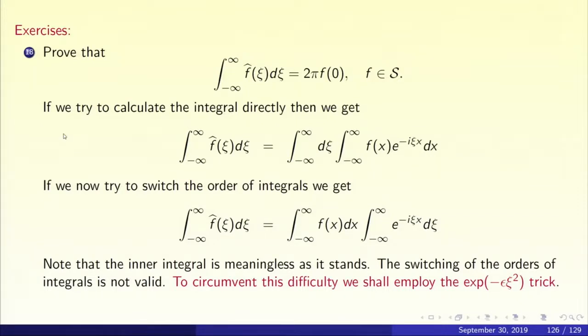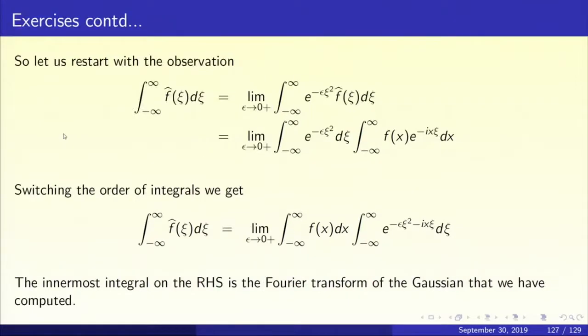Now try to switch the order of integrals. What do you get? You run into the same difficulty again. The outer integral is f of x dx and the inner integral is the integral over the real line of e to the power minus i chi x d chi, which is meaningless as it stands. So the switching of the orders of integrals is suspect. It is not valid. To circumvent this difficulty, we shall employ the e to the power minus epsilon chi squared trick. So let us start all over again.